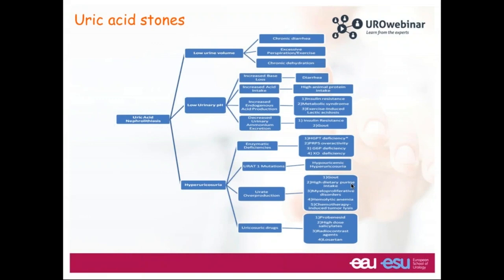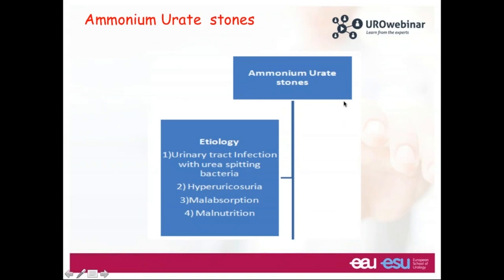So you have to advise. That is the evaluation. If your urine is acidified, so if you have a low urinary pH, that can be, again, due to different causes like diarrhea or high animal protein intake. So you have to go through the diagnostic algorithm, try to correct, and of course advise your patient accordingly. So for the ammonium urate stones, the etiology could be either urinary tract infection, hyperuricosuria, malabsorption, or malnutrition.